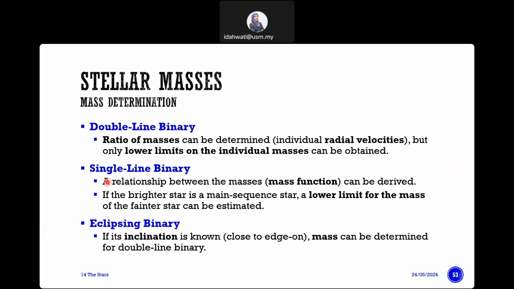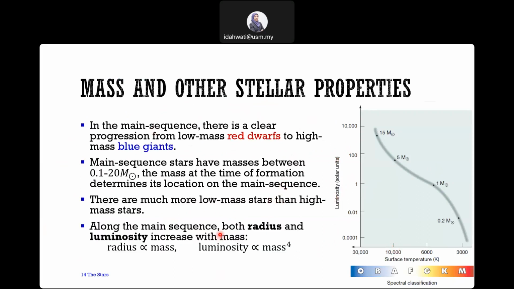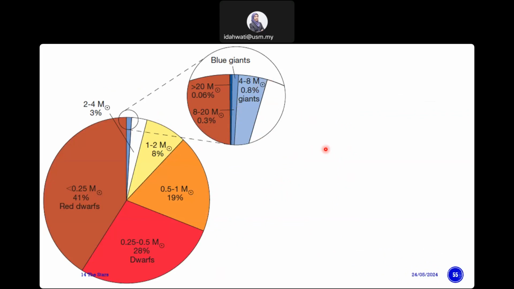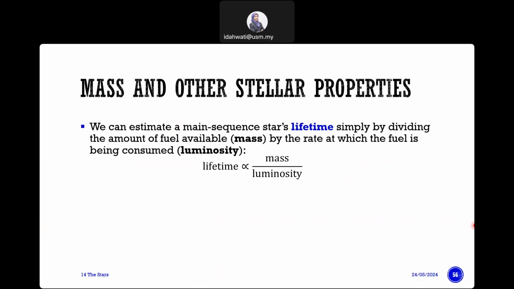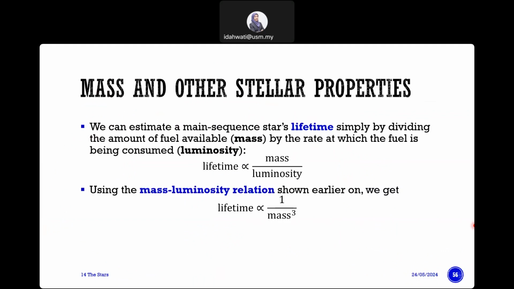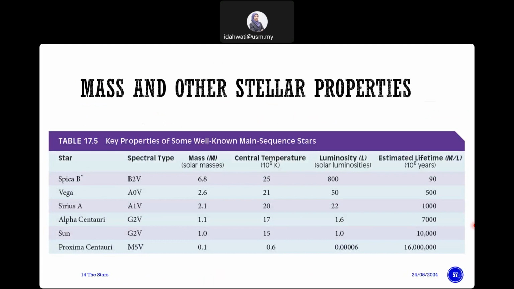So we have the double-line binary, single-line, and the eclipsing binary. All of those here is the information for different masses. You can see the percentage for this one, where you can see the difference in the scatter plot of luminosity and radius. This is the lifetime formula with mass and luminosity, and this is the information on all those stars and the spectral types.